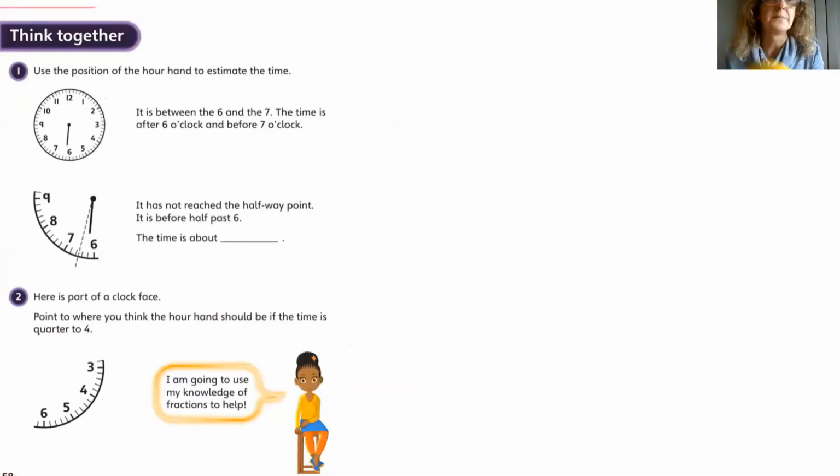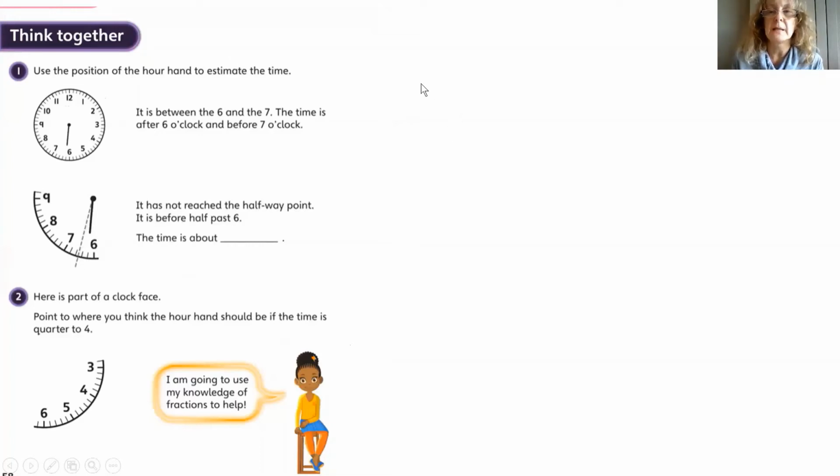Let's look then at our think together. Use the position of the hour hand to estimate the time. It is between 6 and 7. The time is after 6 and before 7. It has not reached the halfway point. Can we see it's not halfway? That would be halfway, so it can't be half past.